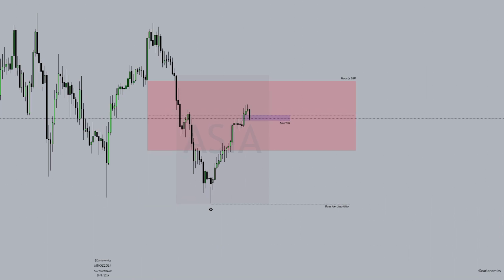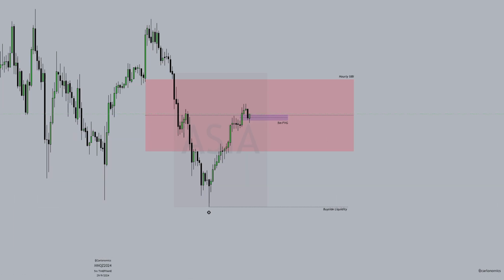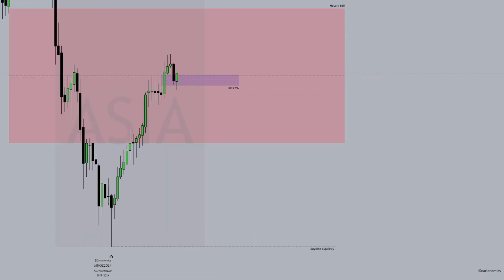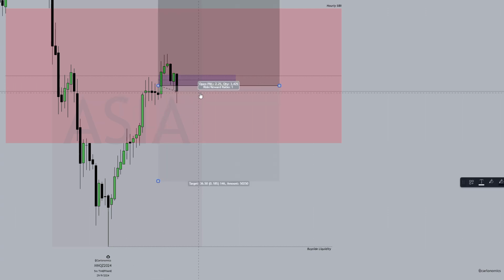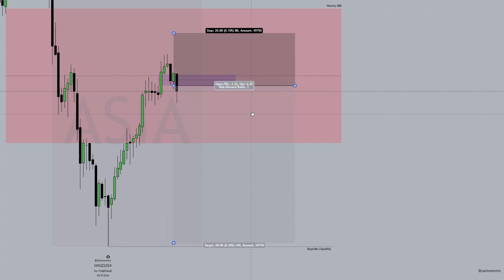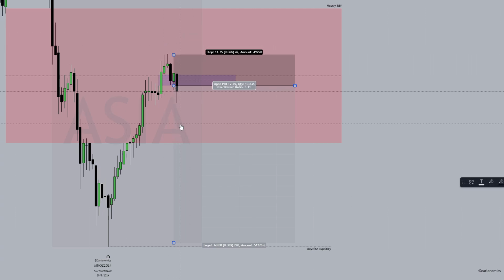Here we're tapping into it, filled the fair value gap, tapping back into it. What I would want to see personally is something like this: closing below, retapping it, and then continuing going lower. So then we have this close, perfect close. Here you can probably enter at the retest of this, stop at the high, and then target the low.